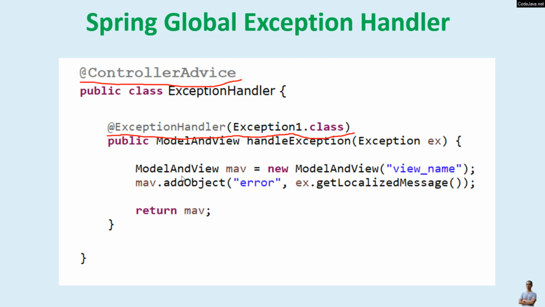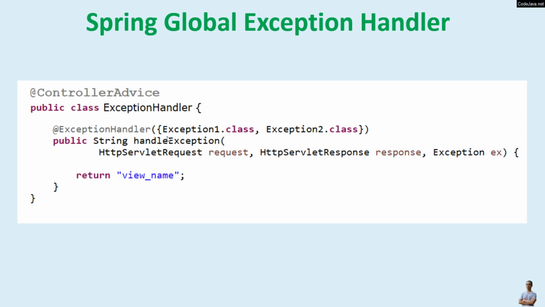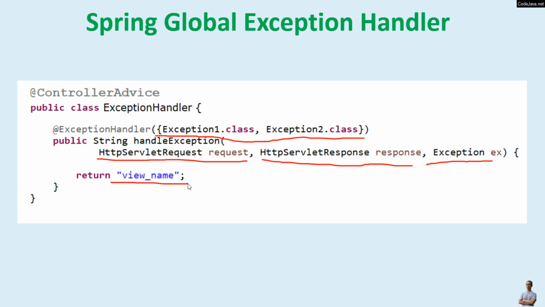And for a Spring Web MVC application, you can return a ModelAndView object from the exception handler method and access the exception object from the method argument like this. And you can also handle multiple exceptions using an array of exceptions like this. And you can also access HttpServletRequest, HttpServletResponse, and the exception via method arguments like this. And for Spring Web MVC, you can also return a logical view name from the exception handler method like this.